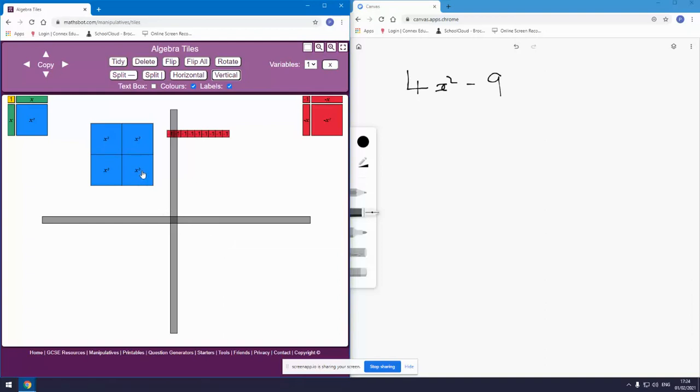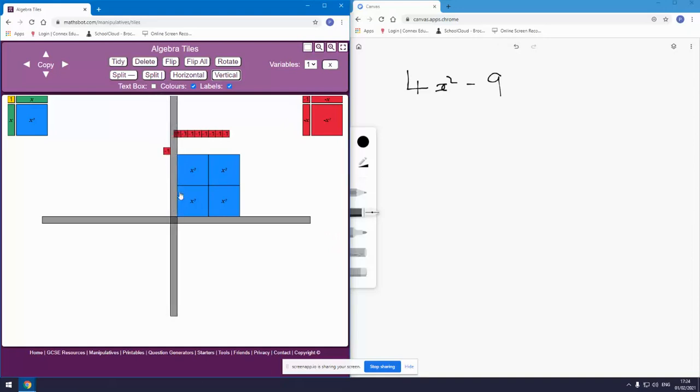But if you're going to do something like that, then my positive 4x squared can go up here. My negative 9 then will have to go either in this quadrant or in this quadrant, but cannot line up alongside my x lengths. So the only potential places for it to go are here, or potentially the same sort of thing, but down here.